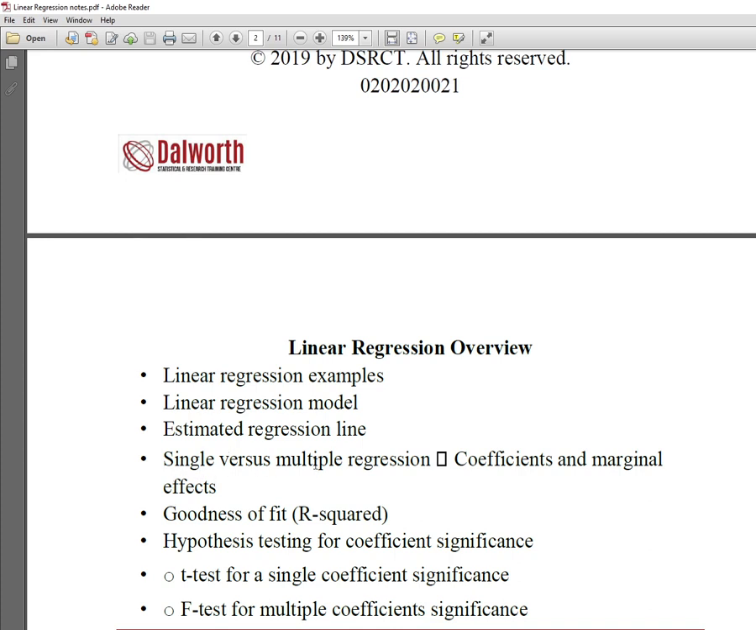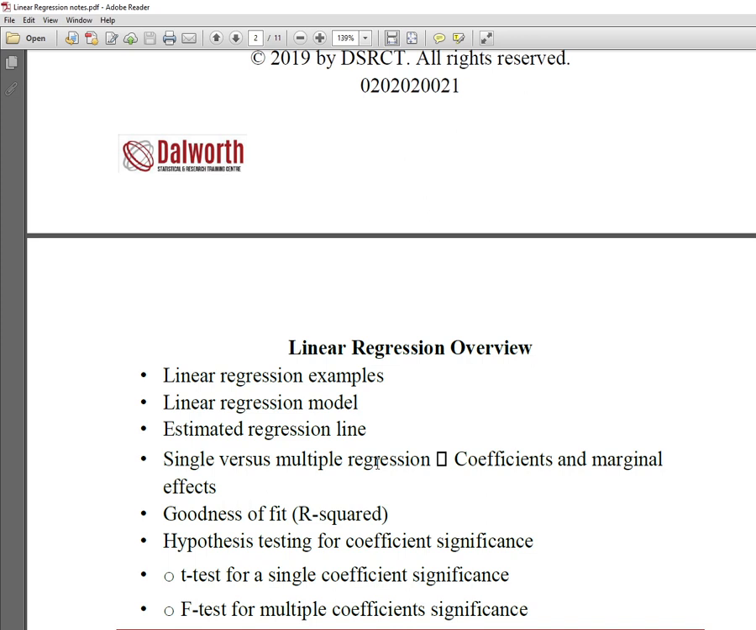You also need to understand the difference between a single and multiple regression. It depends on the number of independent variables that you have in your model. If you only have one predictor, for instance, education as a predictor of salary, then that's a single regression. When you have more than one independent variable, we call that a multiple linear regression.